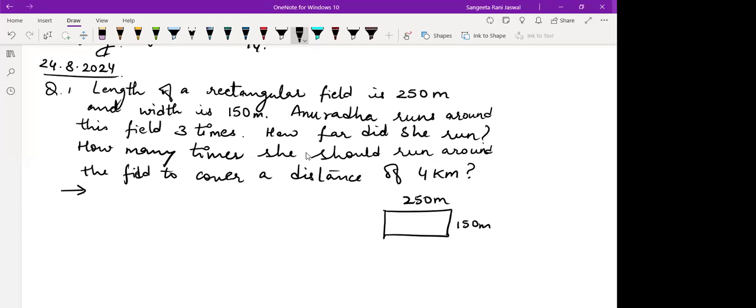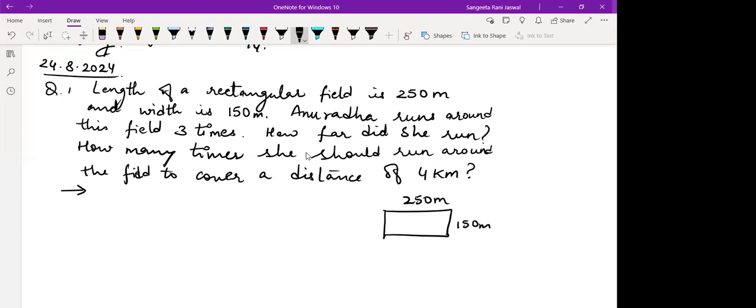Now, if she has to cover 4 kilometers, then how many rounds of this she will have to take? Okay, you understood the question? Yes, ma'am. Two things are asked. Okay, first of all, in making 3 rounds, how much distance she covered? And if she has to cover 4 kilometers distance, then how many rounds she will have to take? Okay, yes, ma'am.